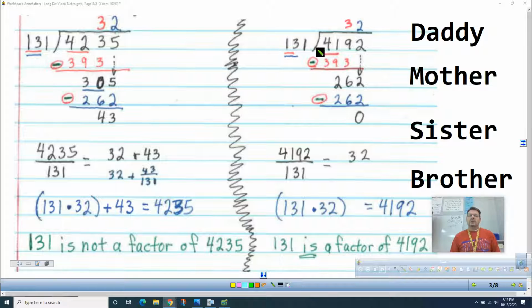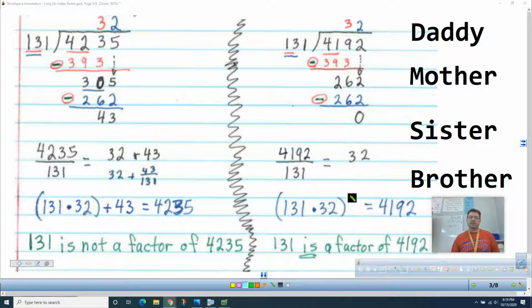Over here, 4,192, however, we can divide by 131 to come out to be 32 nice and even. So that is a factor because it comes out with no remainder.